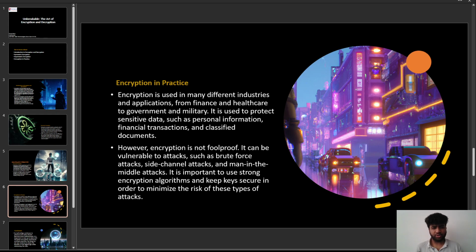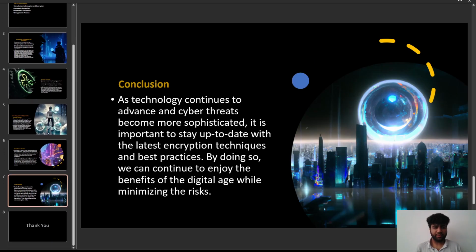It is important to use strong encryption algorithms and keep keys secure in order to minimize the risk of these types of attacks. I would like to conclude by saying, as technology continues to advance and cybersecurity threats become more sophisticated, it is important to stay up to date with the latest encryption techniques and best practices. By doing so, we can continue to enjoy the benefits of the digital age while minimizing the risk.